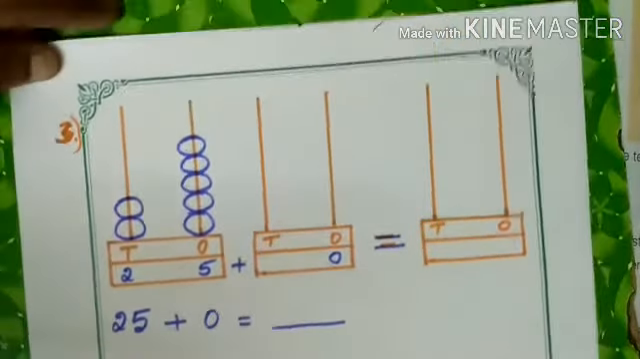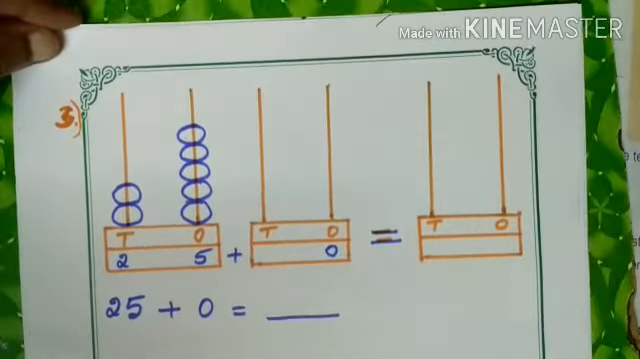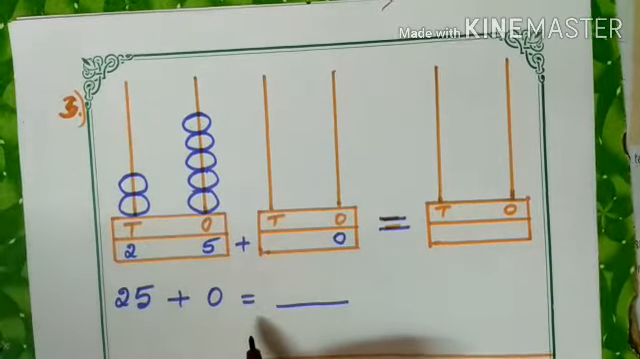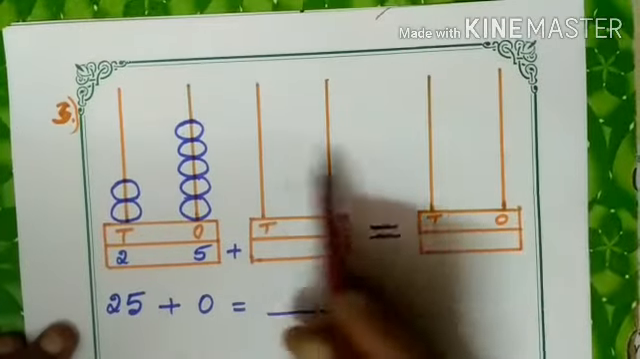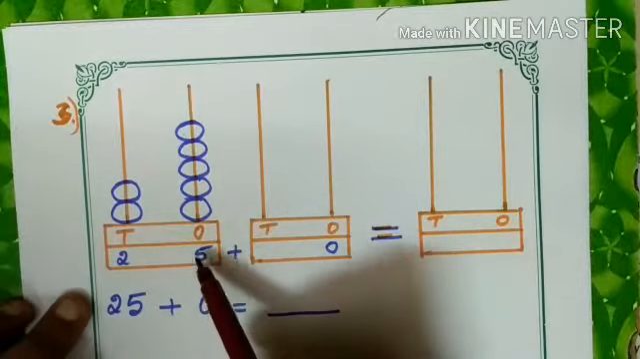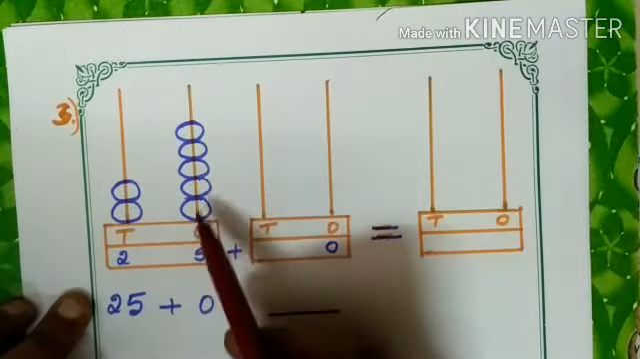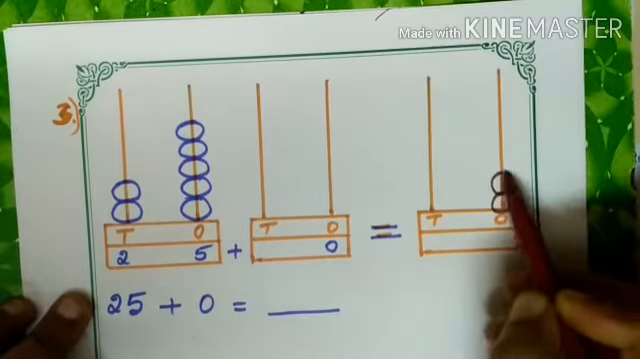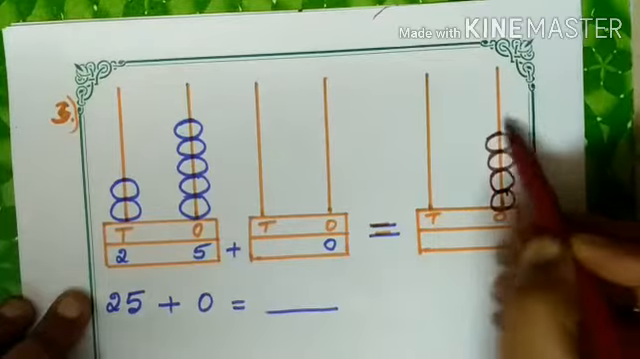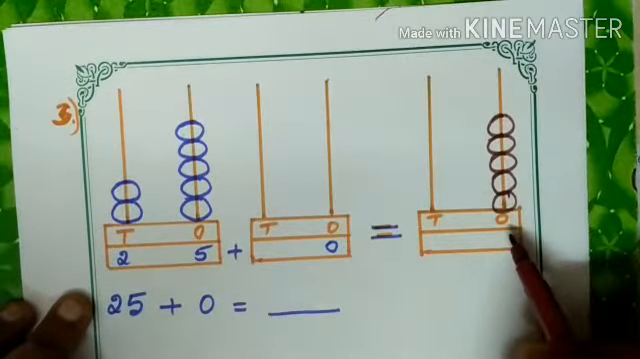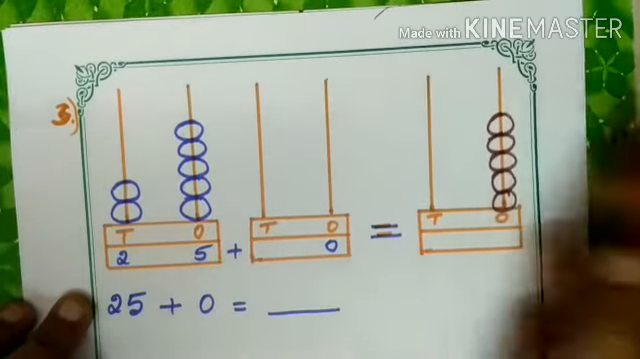Next, third one. Here is 25 plus 0. 25 plus 0. How much should we find out? In the second spike, no beads are there in the second unit. So we will write here ones place. How many beads are there? 5 beads are there. Write here 5 beads. 1, 2, 3, 4, 5. In this one, no beads. No beads means no need to write beads here.